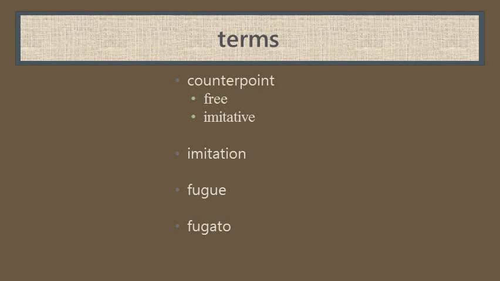Let's review the terms that we looked at today. We were exploring the idea of counterpoint, and we contrasted two different versions of counterpoint: free, in which the melodic lines are distinct, and imitative, in which each line imitates the previous one. We have a definition for imitation, and we looked at those works which have a very dense amount of imitation, which often we call a fugue, and if a short fugue occurs in the context of a larger piece, we have a fugato.